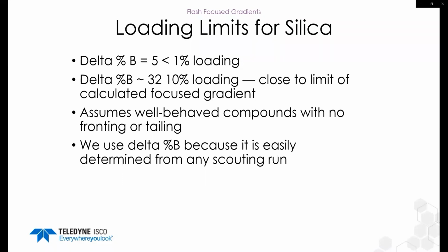For scouting runs, this corresponds to a delta percent B of 3% in the scouting gradient. A delta percent B of around 32% allows 10% loading. I use delta percent B since it is easily determined with any scouting gradient. Loading capacity assumes well-behaved compounds with good peak shape.